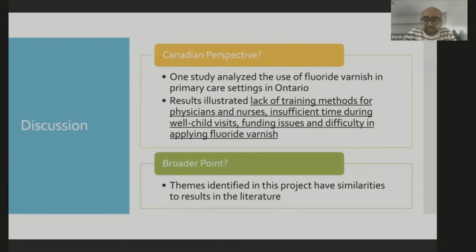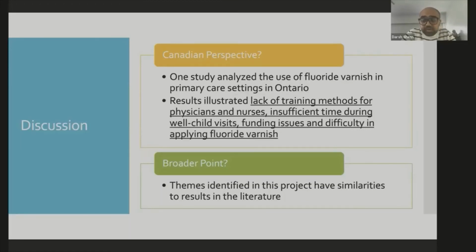From a Canadian perspective, I had one study showing that the use of fluoride varnish in primary care settings in Ontario demonstrated that participants, especially physicians and nurses, had a lack of training methods. They also identified that there was insufficient time during well child visits to use fluoride varnish, again mentioning the time aspect. Funding issues were also raised: where would they get funding for fluoride varnish, who would pay for it, and is there an actual value? And then again, the difficulty in applying fluoride varnish. So the training aspect: how do we train these non-dental primary care providers to provide this service to children?